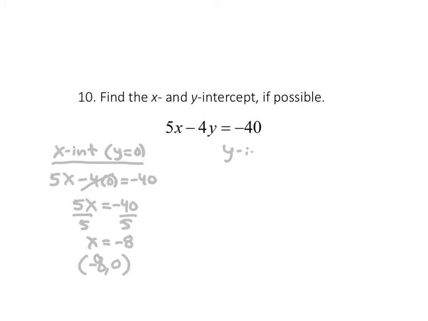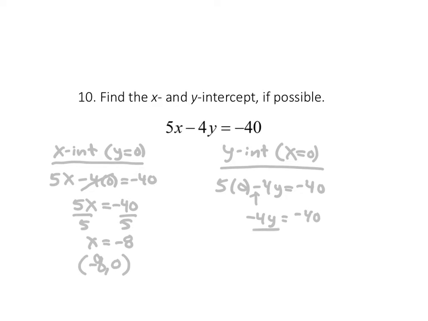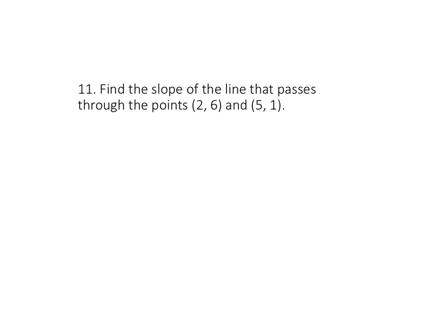For the y-intercept, we let x equal 0. 5 times 0 minus 4y equals negative 40. Don't lose that negative sign. Negative 4y equals negative 40. Divide through by negative 4, and we get y equals 10. As an ordered pair, x comma y, x was 0, y was 10.